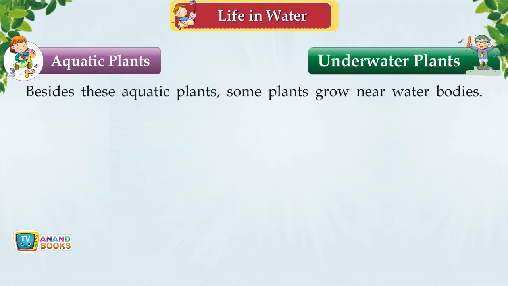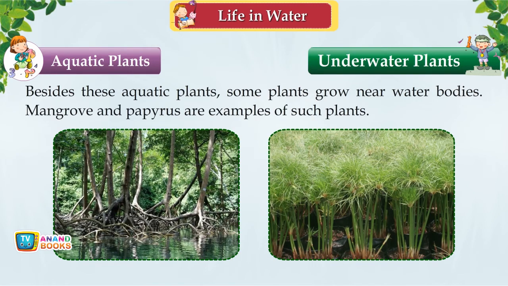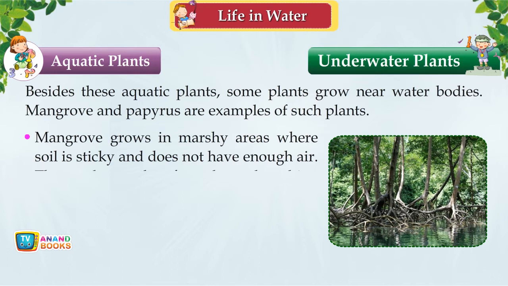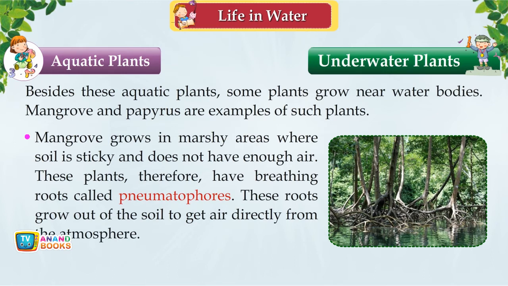Besides these aquatic plants, some plants grow near water bodies. Mangrove and papyrus are examples of such plants. Mangrove grows in marshy areas where soil is sticky and does not have enough air. These plants therefore have breathing roots called pneumatophores. These roots grow out of the soil to get air directly from the atmosphere.